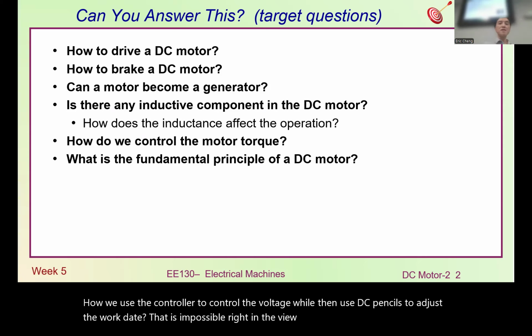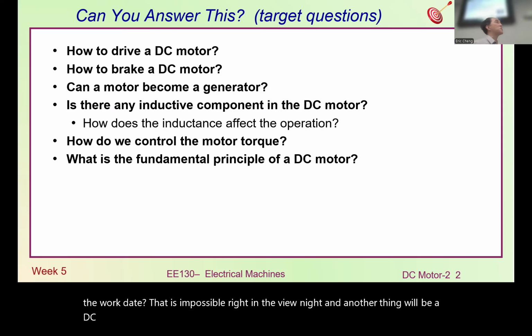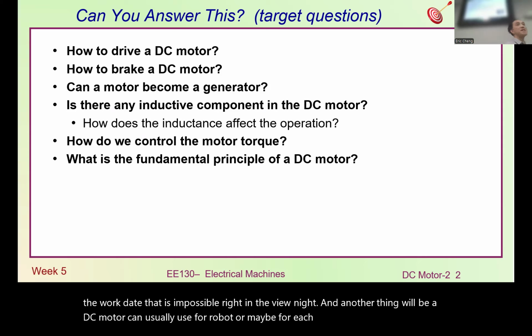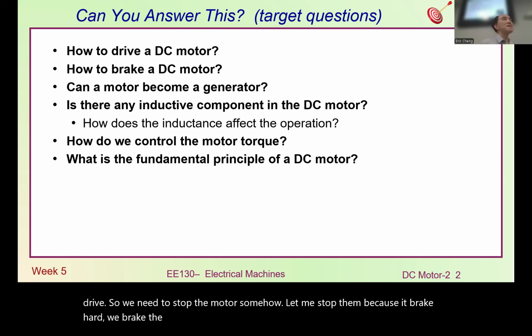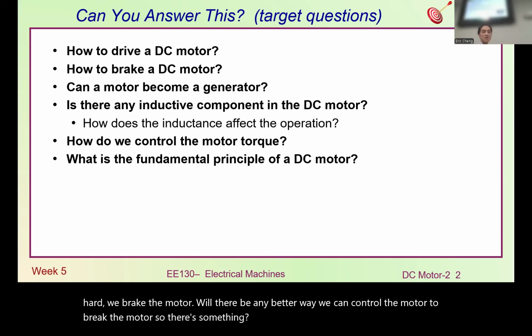Another thing is that a DC motor can usually be used for a robot, or maybe for an electric vehicle, or for many industrial drives. So we need to stop the motor somehow. When we stop them, we call it brake. How do we brake the motor? Would there be any better way we can control the motor to brake it? That's something we would like to see as well.